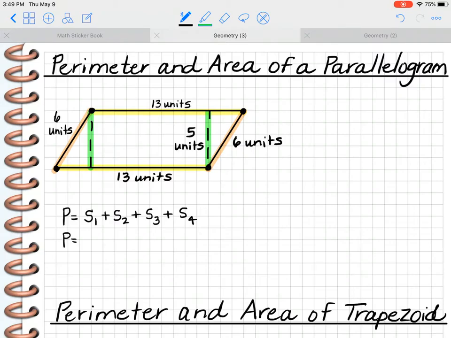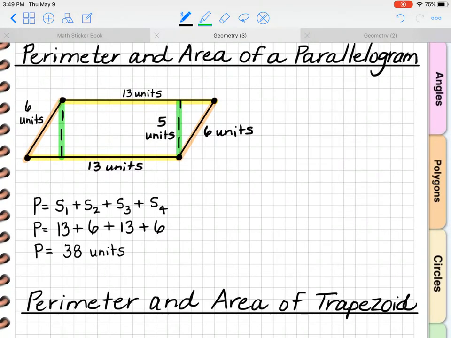Remember, for perimeter, we cannot go inside the shape, so we're not looking at the green dimension. I'm going to start at the top with the 13, and then coming around, another 13, and another 6. And to get the perimeter, you simply add those up. And you should come up with 38 units for the perimeter.